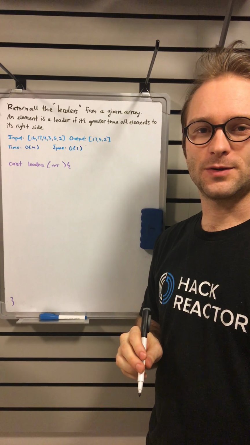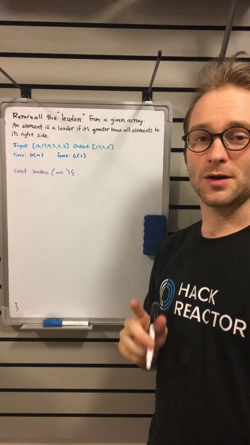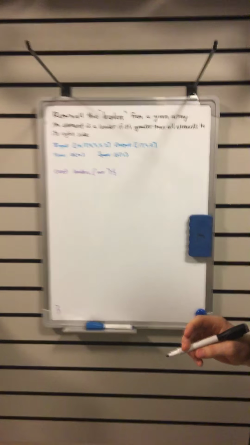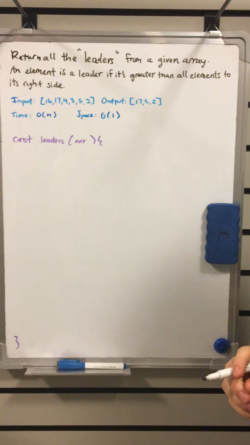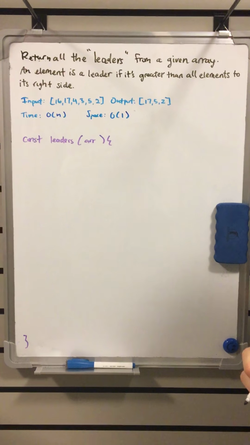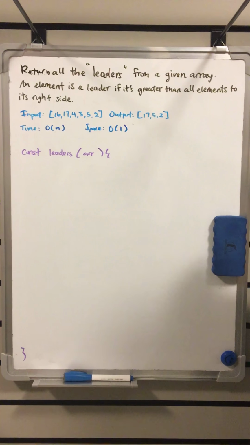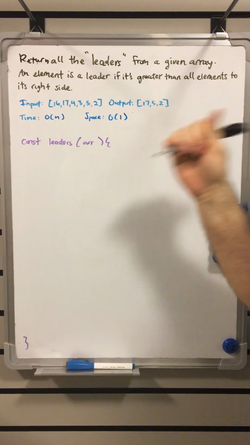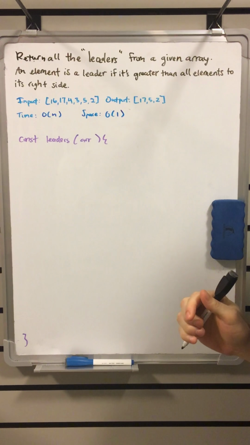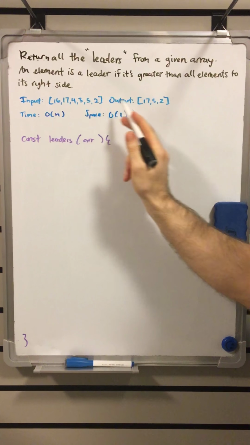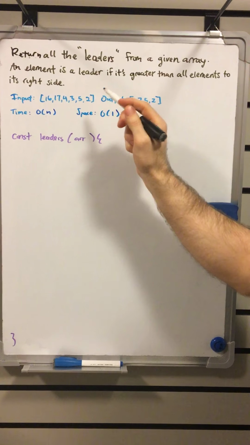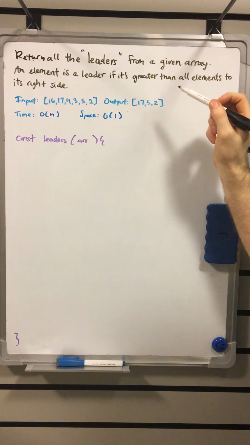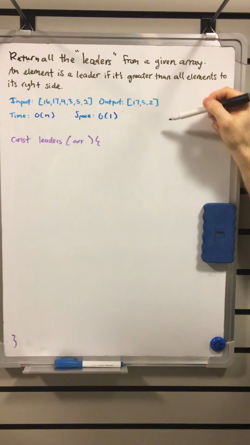Hi, today we're going to be doing Khan Academy Array Problem Set 2, problem number 7. The problem statement says, return all the leaders from a given array. An element is a leader if it is greater than all elements to its right side. So, if we're given this array of numbers, for example, 16, 17, 4, 3, 5, and 2, our output should be 17, 5, and 2.